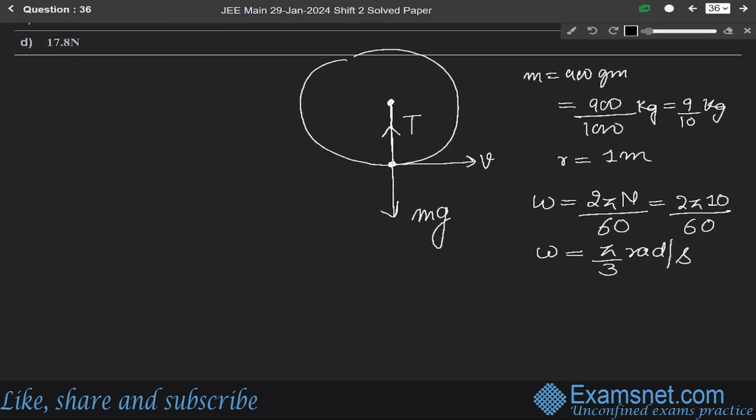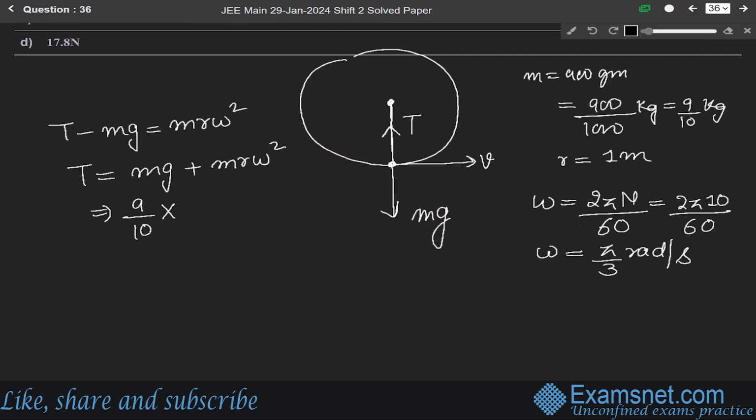Now these forces balance each other: the tension force minus this downward force is equal to the centripetal force, m r omega square. So the tension force will be equal to mg plus m r omega square. So it will be equal to m is what? 9/10 into gravity 9.8, plus mass 9/10 into R1 into omega, pi by 3, whole square.